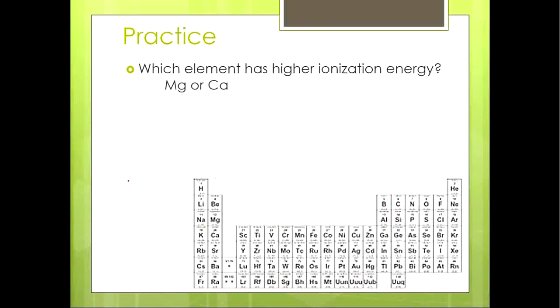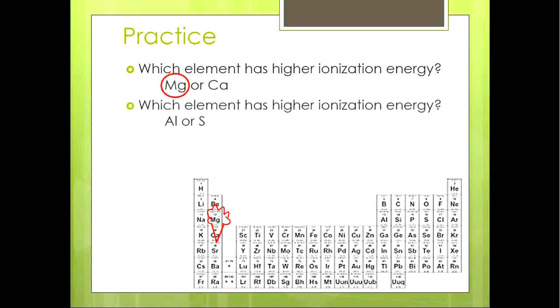Which element has a higher ionization energy value, magnesium or calcium? So first find it. Here's magnesium, here's calcium. Let's draw an ice cream cone like that. So which one will have a higher ionization energy value? It will be magnesium. Which element has a higher ionization energy value, is it aluminum or sulfur?